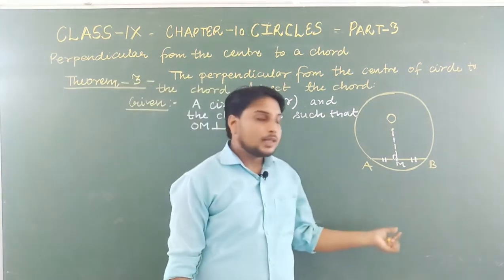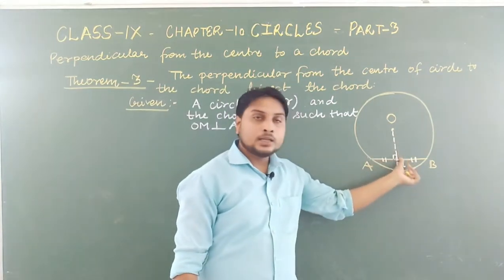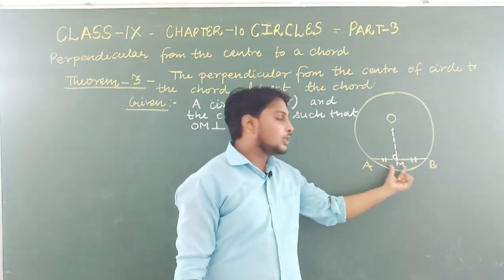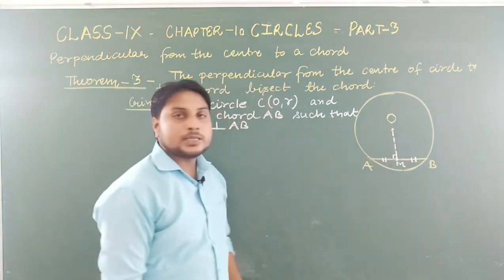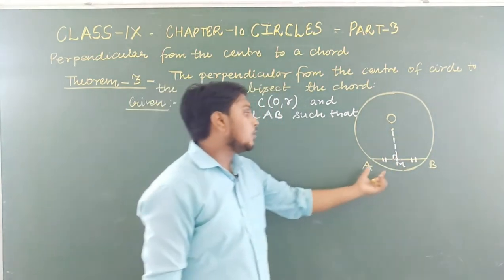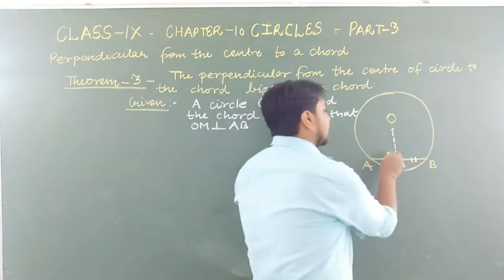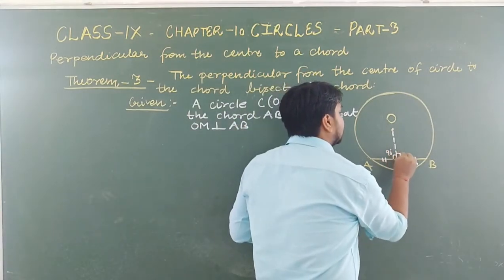This shows that this line drawn is perpendicular upon this chord. Okay, so this OM is what? OM is perpendicular upon this chord. Means this is 90 degree and here also it is 90 degree.